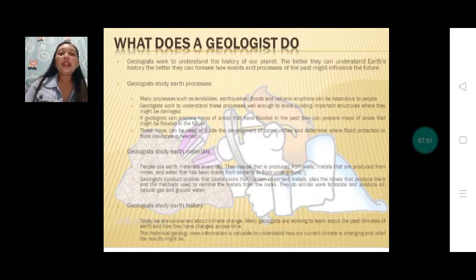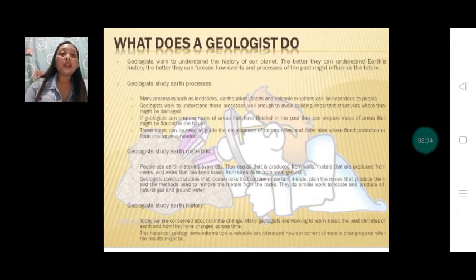And then geologists also study earth materials. People use earth materials every day. They use oil that is produced from wells, metals that are produced from mines, and water that has been drawn from the streams or from underground. Geologists also conduct studies that locate rocks that contain important metals, plan the mines that produce them, and develop the methods used to remove the metals from the rocks, and then they do similar work to locate and produce oil, natural gas, and groundwater.